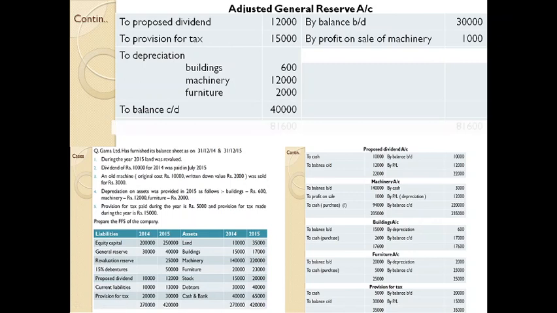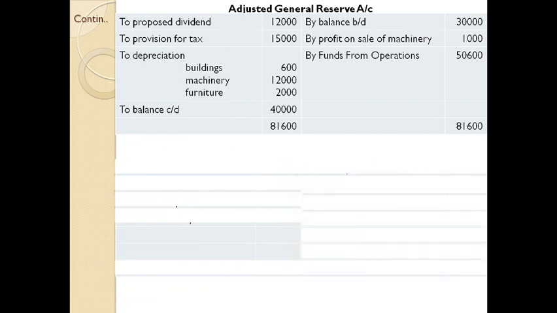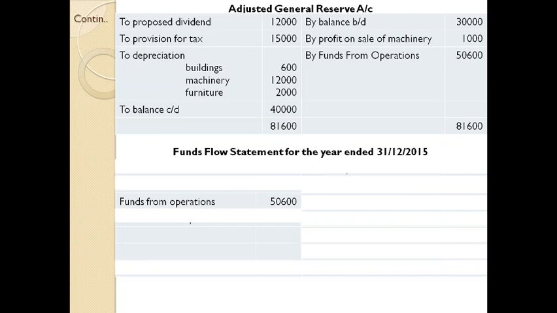So let us balance this account. By balancing, you can see that the left hand side has a higher value unlike the right hand side. So there is a difference. So in the right hand side, it is considered as fund from operations. Once you prepare fund from operations, next you need to prepare the fund flow statement during the year. And we all know left hand side is sources, right hand side is application. Let us begin with this fund from operations. It is a source of fund, so written in the left hand side 50,600.